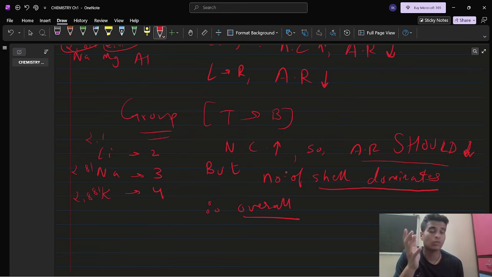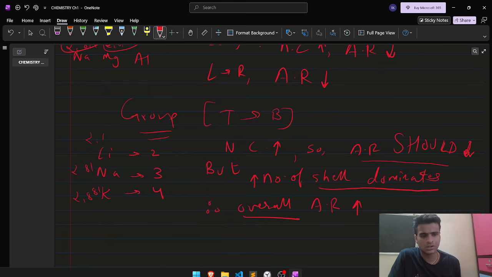While explaining, if suppose they say that from top to bottom in a group, nuclear charge increases, then why does the atomic radius not decrease? Then you will have to explain the entire thing: that nuclear charge, though it increases, atomic radius though should decrease, but does not. Why? Because number of shell dominates. Increase in number of shell dominates. Therefore, the overall atomic radius increases as you go from top to bottom.